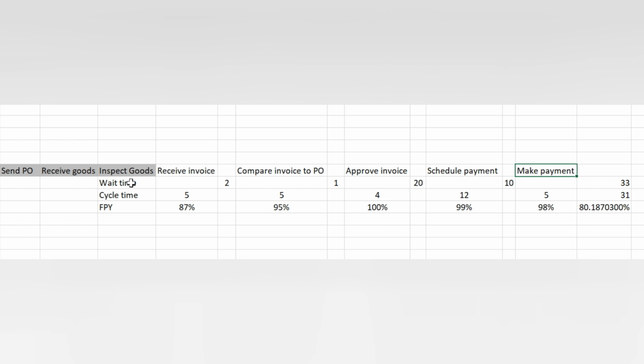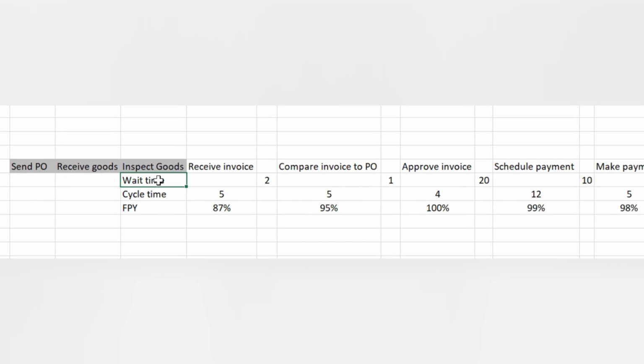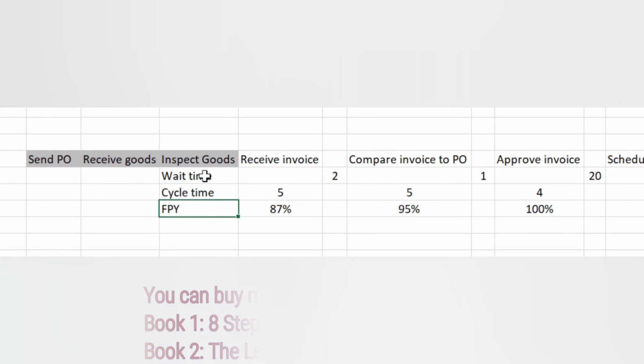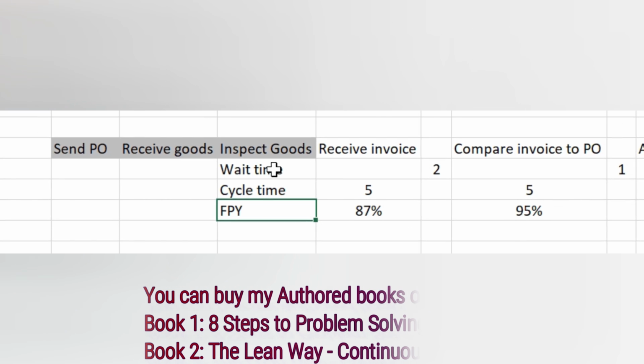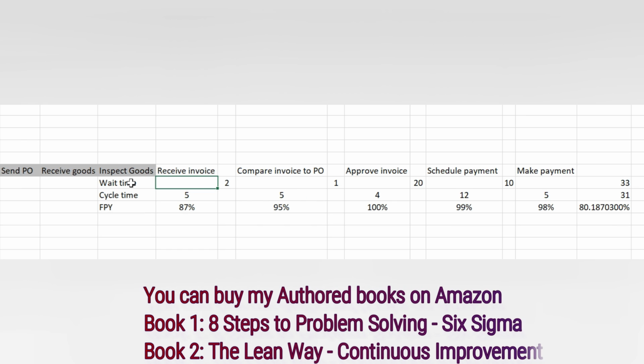What I have done is I have created a box which is wait time, and the next box is cycle time, and the next box after that is first pass yield. Now there were some invoices which were collected and the data was analyzed. It was seen that there is a 5 minute cycle time to receive an invoice, and the first pass yield of this particular step is at 87%, which means 13% of the invoices are not received properly. For example, some of the information was missing, the invoice number or PO number is missing, and things like that. They are sent back to the vendor for correct invoices.